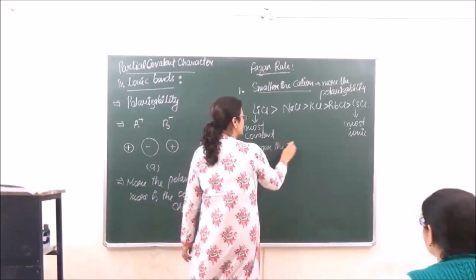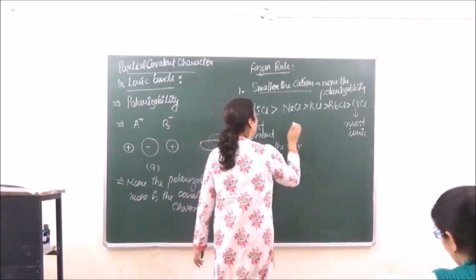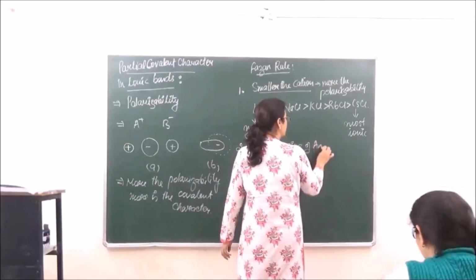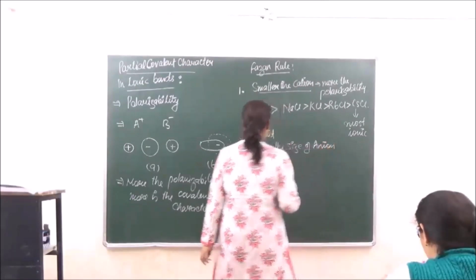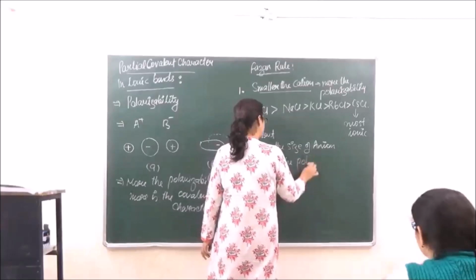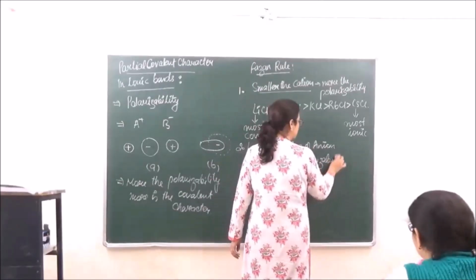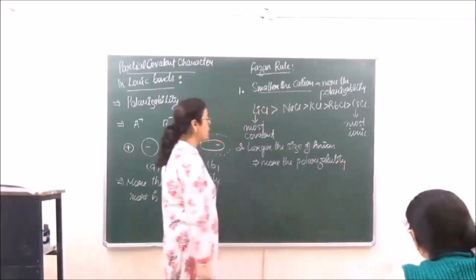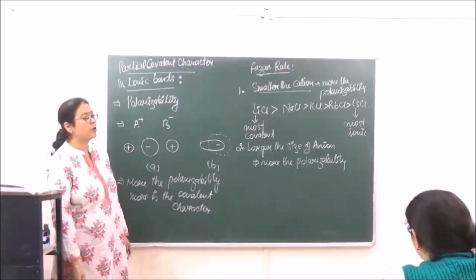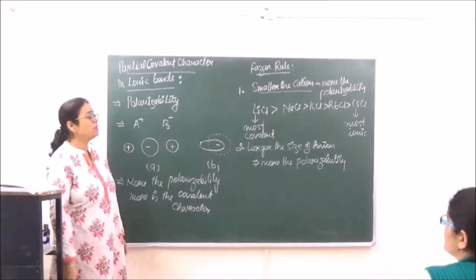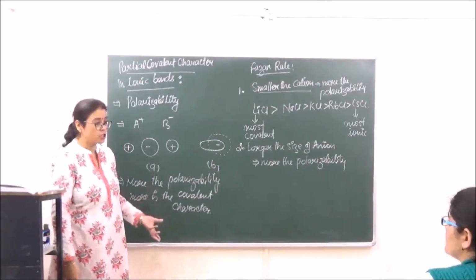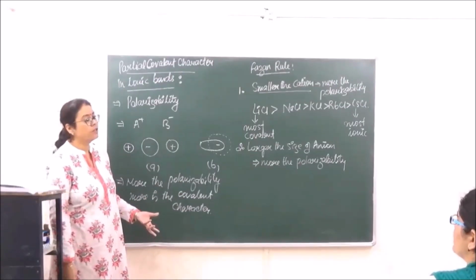Then second, larger the size of the anion, more is the polarizability. Okay. So if the size of the anion is larger, it will be more effectively distorted by the cation because it is in greater reach of the nucleus of the cation.